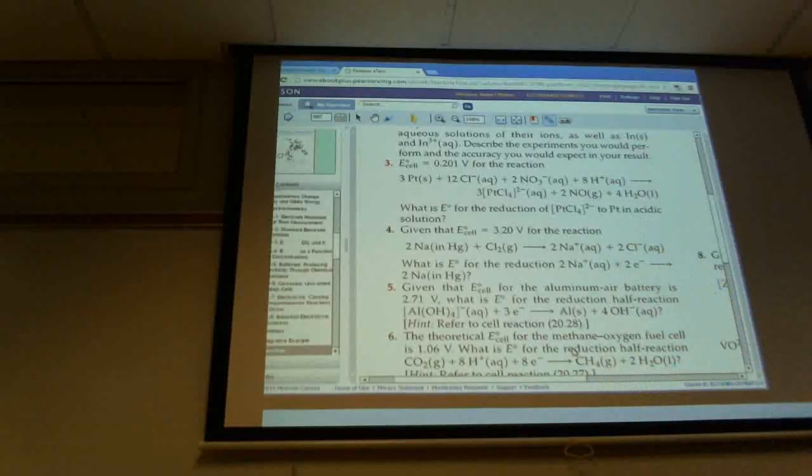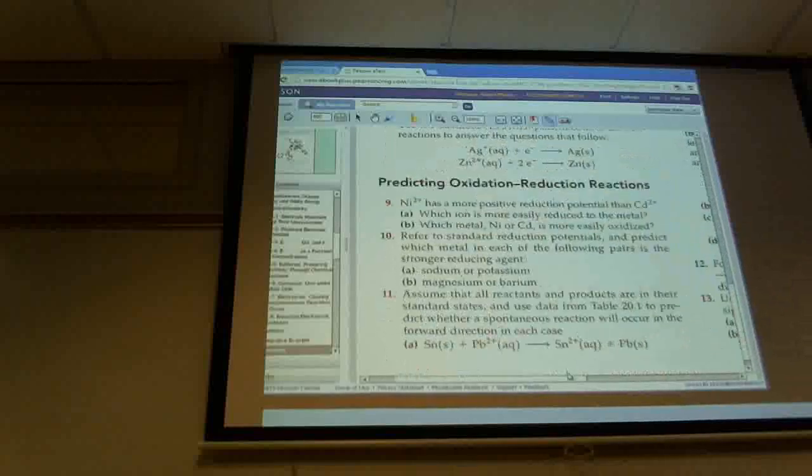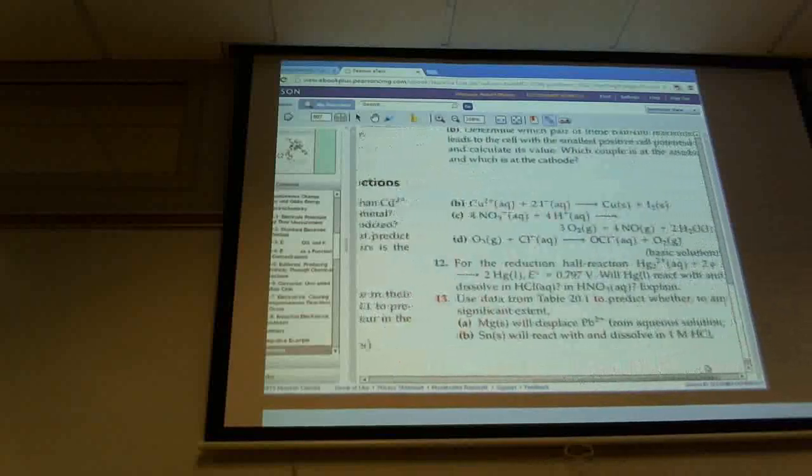So you count how many electrons were being transferred?